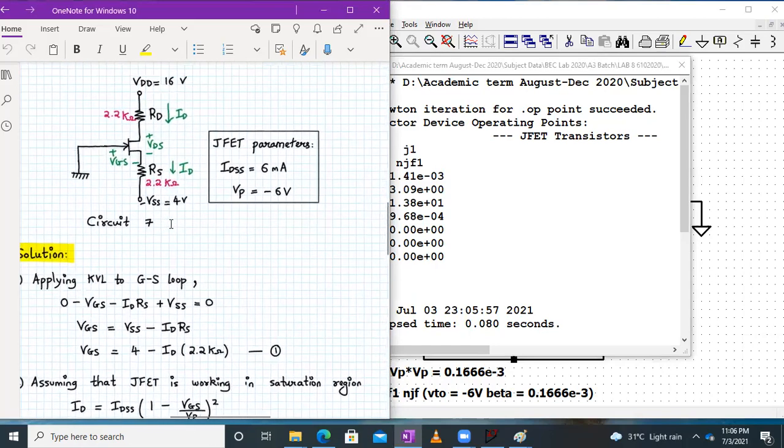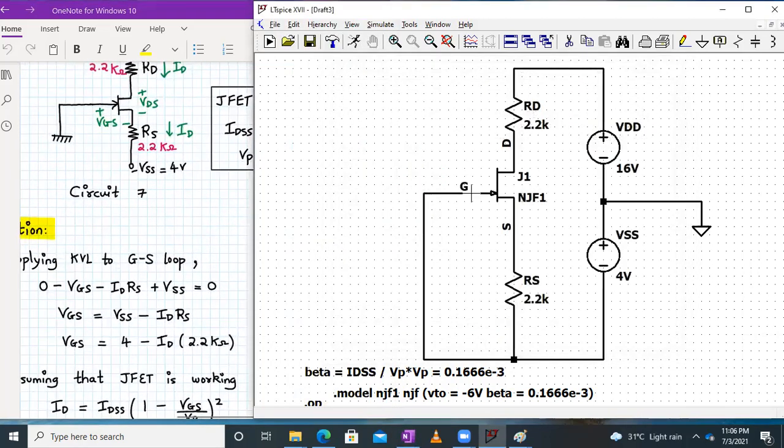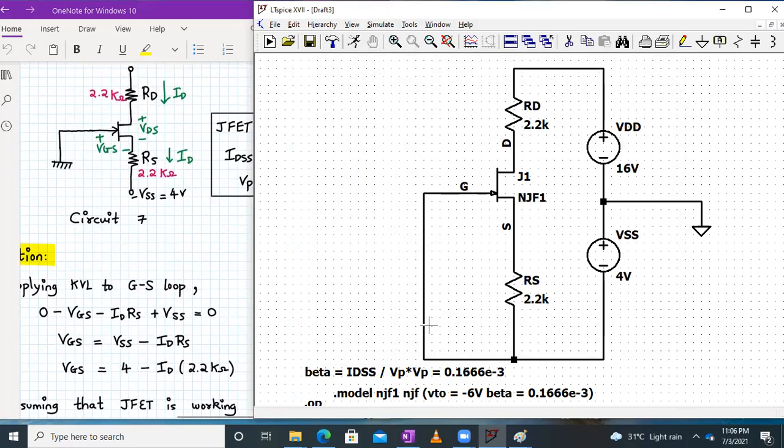So I'll post it in the comment section. Maybe there is some slight error in the theoretical calculations. Other than that, everything else is, oh, okay. One more thing, wait. The gate terminal is not given any voltage. So I have to separately ground the gate terminal. Let me try that and see if the values are matching.